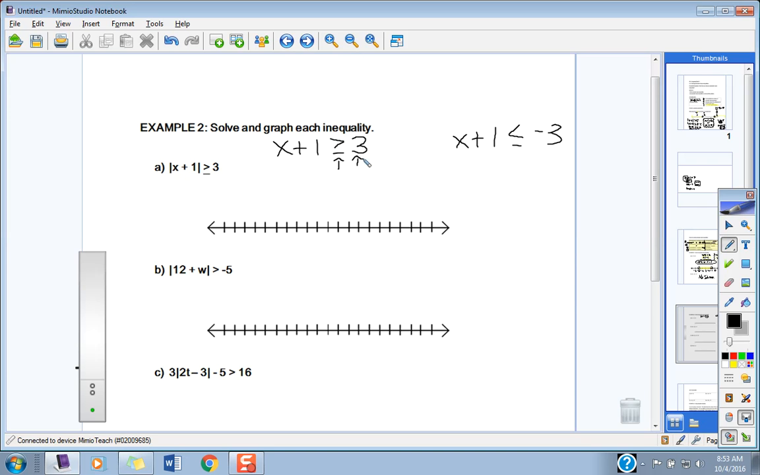All right? What do you get for this solution right here quickly? I know it's early in the morning, but you know this. What's the answer here? What is it, Devin? 2. Okay, but give me an answer in inequality form. X is greater than or less than 2. Greater than or equal to 2.